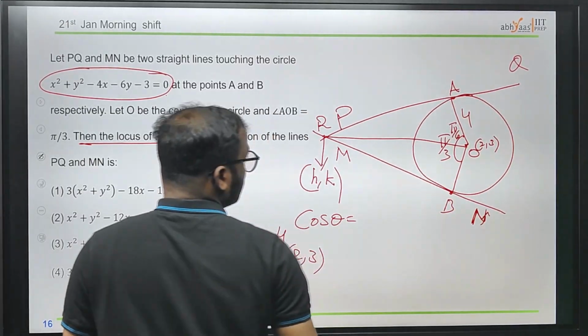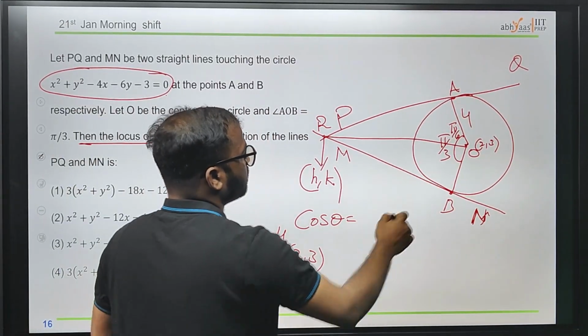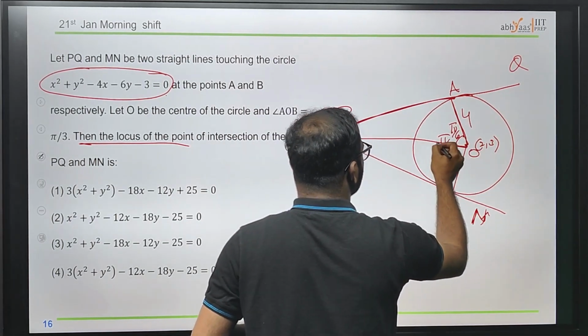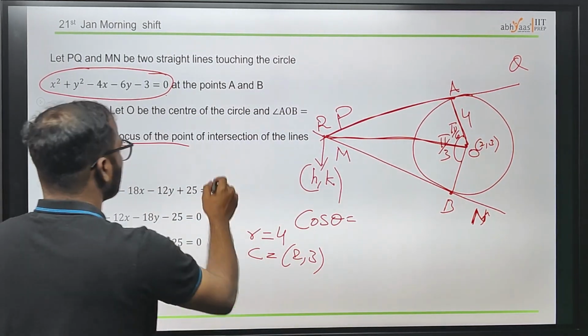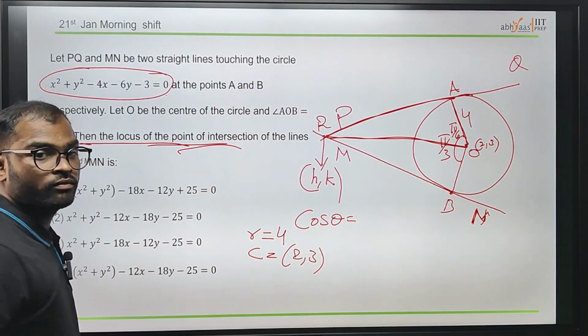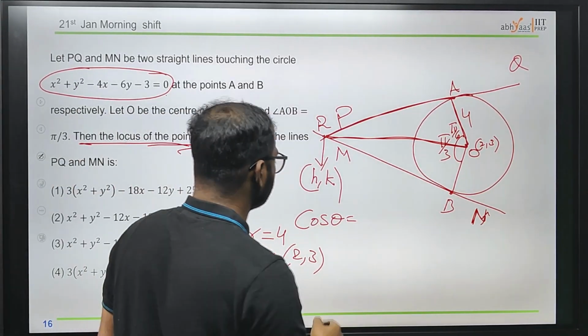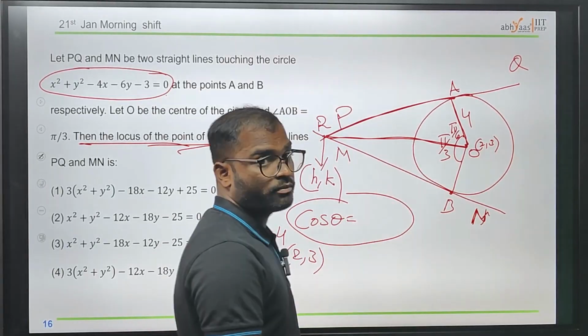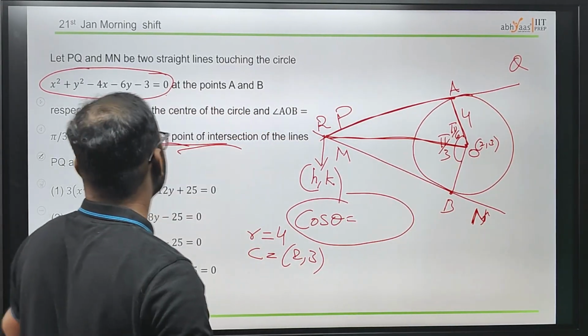Now after that, from this triangle, if we find this one, you can easily find the locus of this point of intersection. You can find this by using cos theta, as we already said in the first question itself.